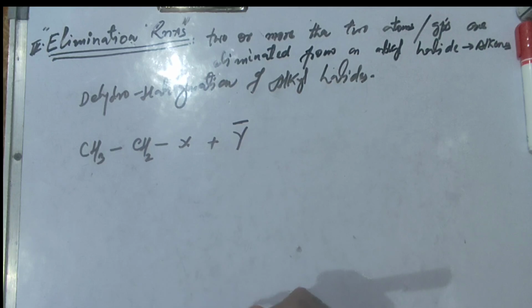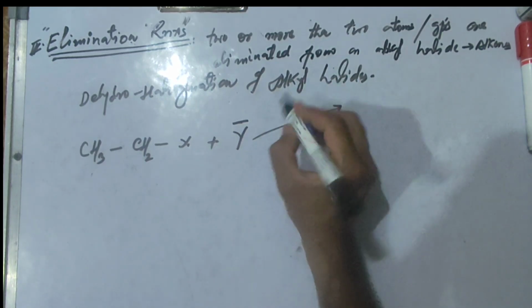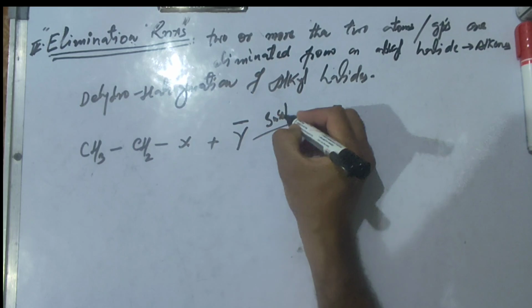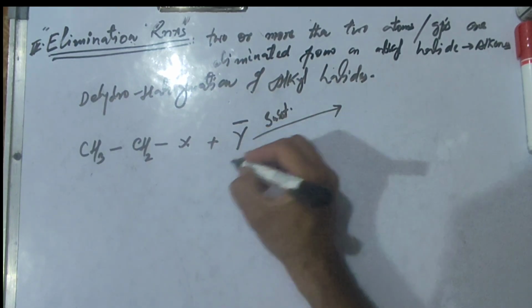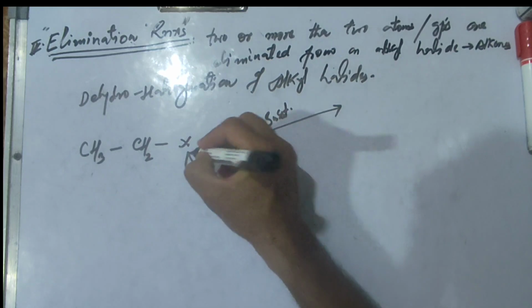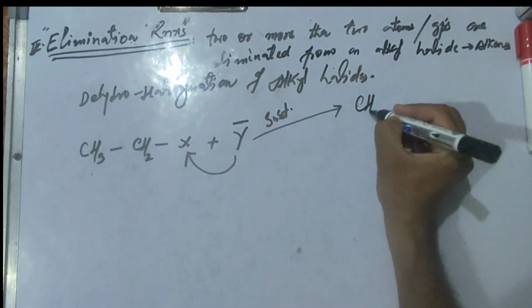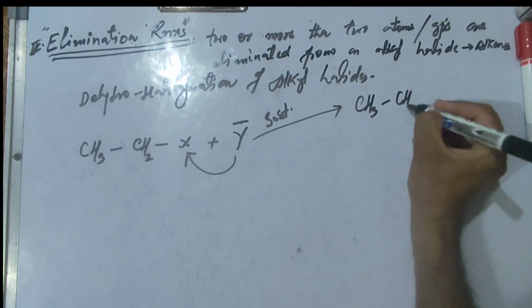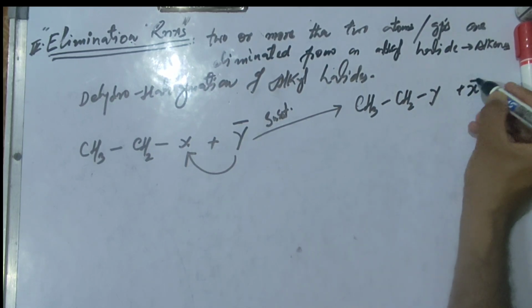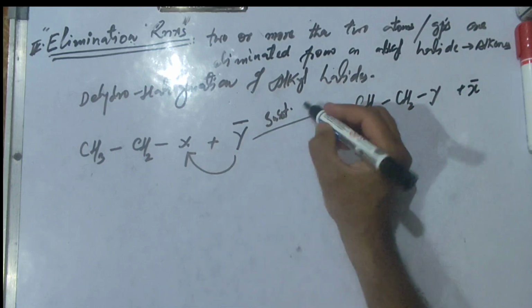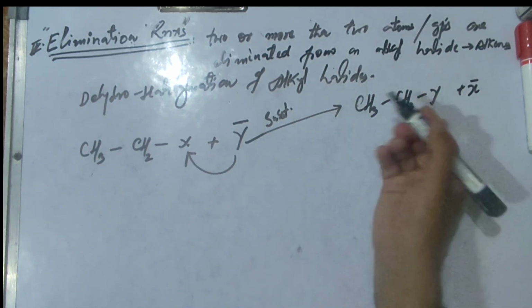Say a group Y substitutes this X, and we will get a product CH3CH2Y plus X negative. At that time, this is simply a substitution reaction, a nucleophilic substitution reaction.